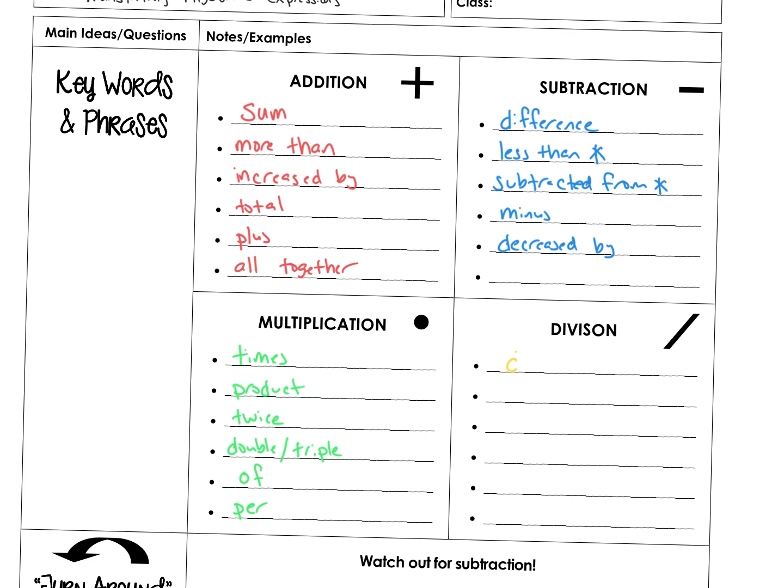Division: divided by. Quotient is one of those keywords that you should know because it means the answer to a division problem. Half, third, or if we are going to separate, although that one is typically not used as often.